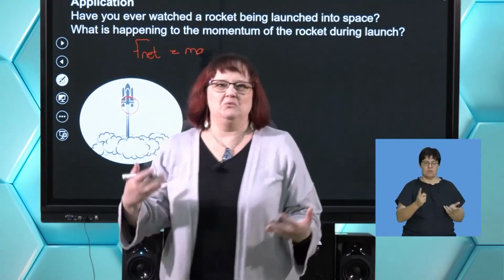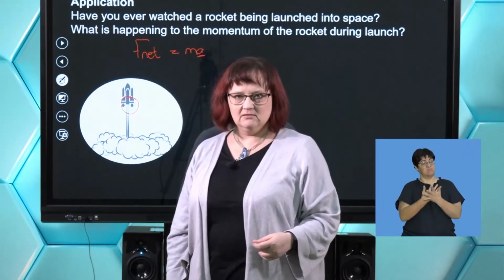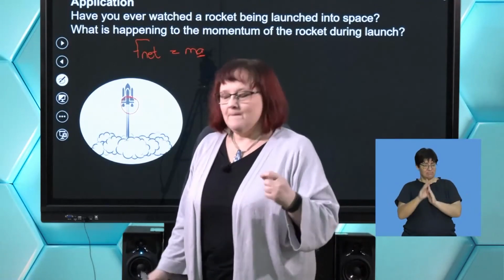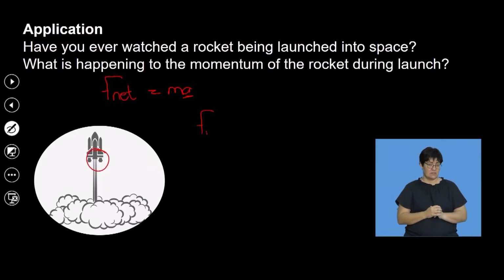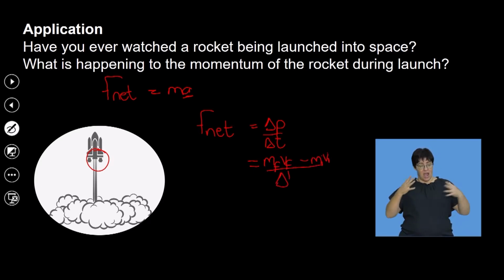But how can we sort of work that out? Because I can't work out the acceleration here because the mass keeps getting smaller. So the acceleration is actually changing. But if I look at it in terms of this equation, I can actually predict how fast my rocket will be going at a certain time, because this will become final mass with final velocity minus initial mass with initial velocity over time.